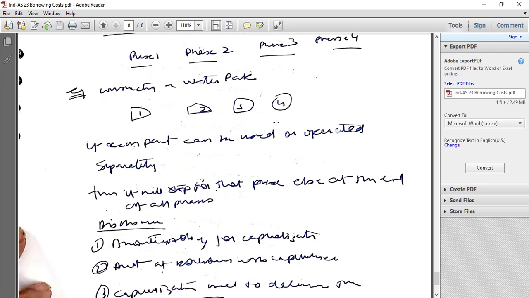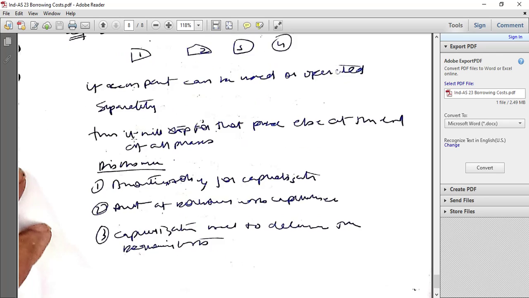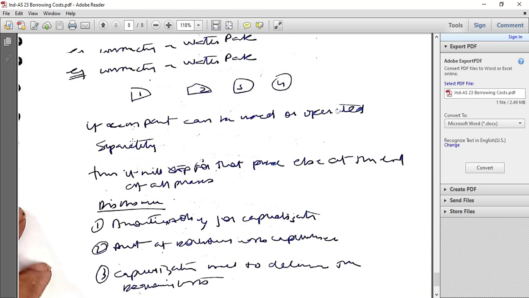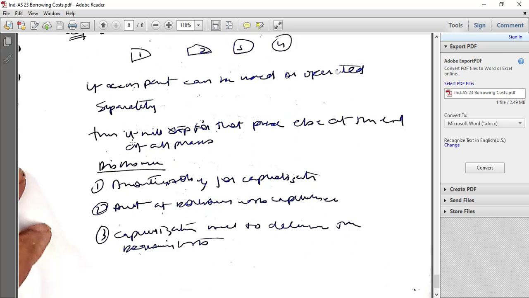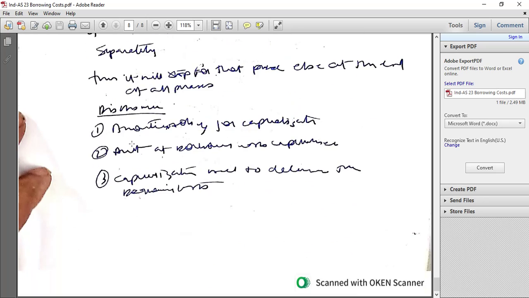This would not happen if all the phases are interrelated and the asset can be used only after phase 4 is completed. In that case, there would not be cessation of interest cost and the amount would be capitalized up till phase 4 of the water park is completed.